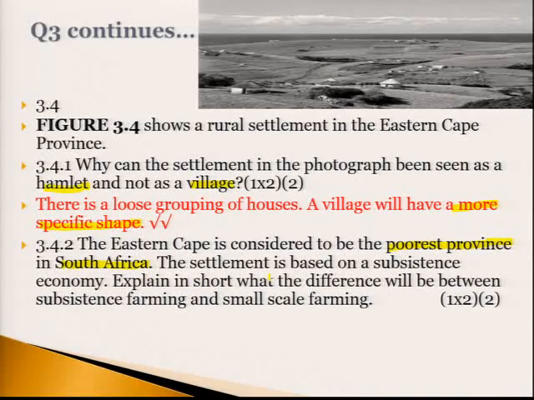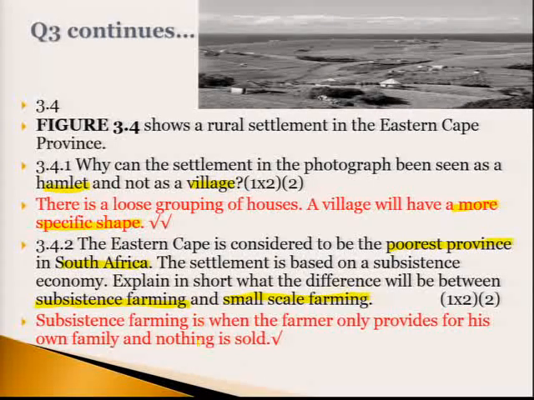Explain in short, what is the difference between subsistence farming and small-scale farming? Then we say subsistence farming is when a farmer only provides for his own family, and nothing is sold for profit or for the market.